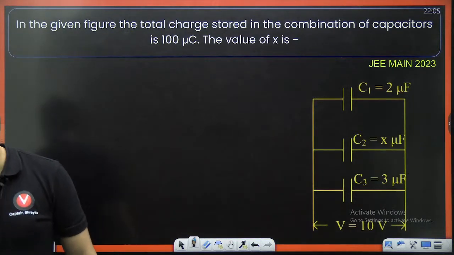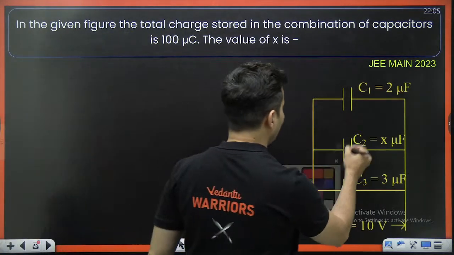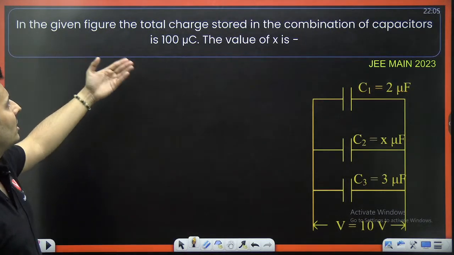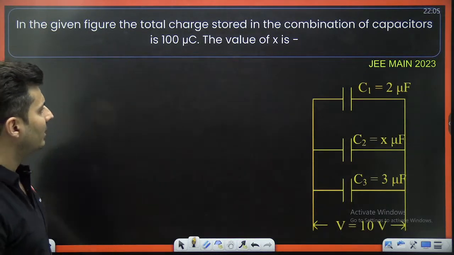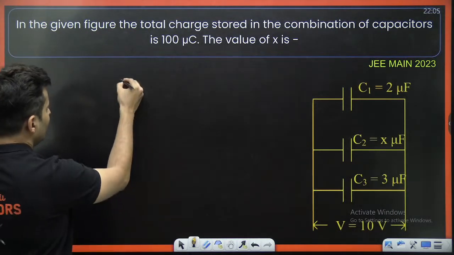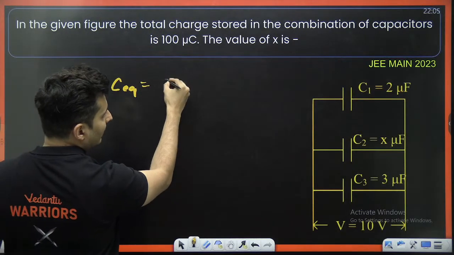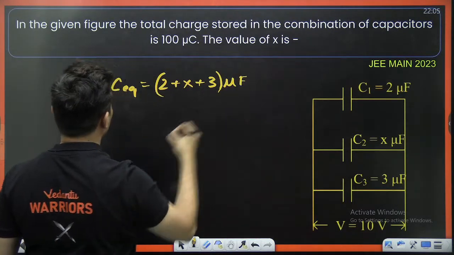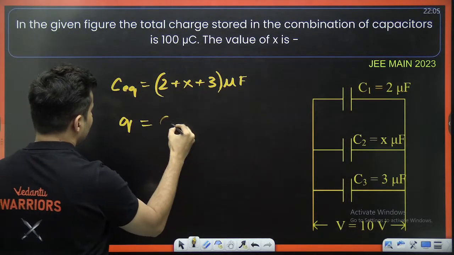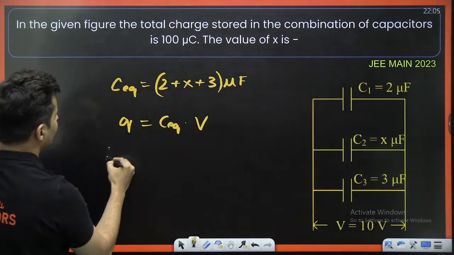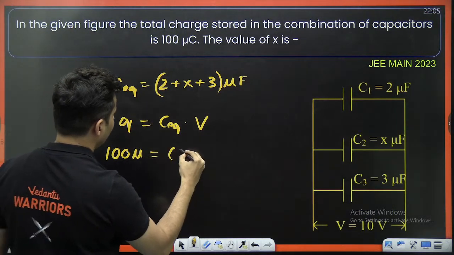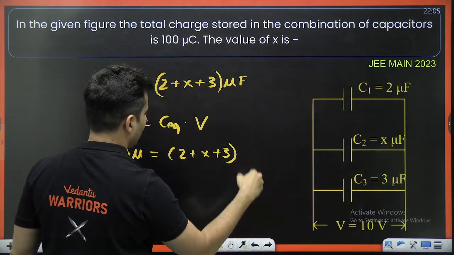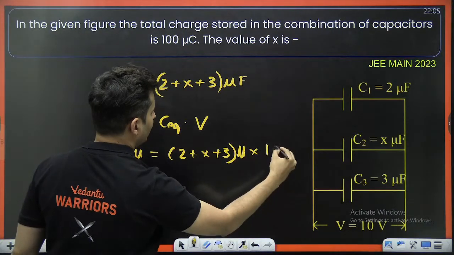Yep. And how do you do this? All the three capacitors are in parallel. The combination has a total charge of 100 microcoulomb and the voltage is 10 volt. So C equivalent will be nothing but 2 plus X plus 3 microfarad. And the charge is C equivalent into voltage. The charge is 100 micro. C equivalent is 2 plus X plus 3 micro and voltage is nothing but 10 volts.